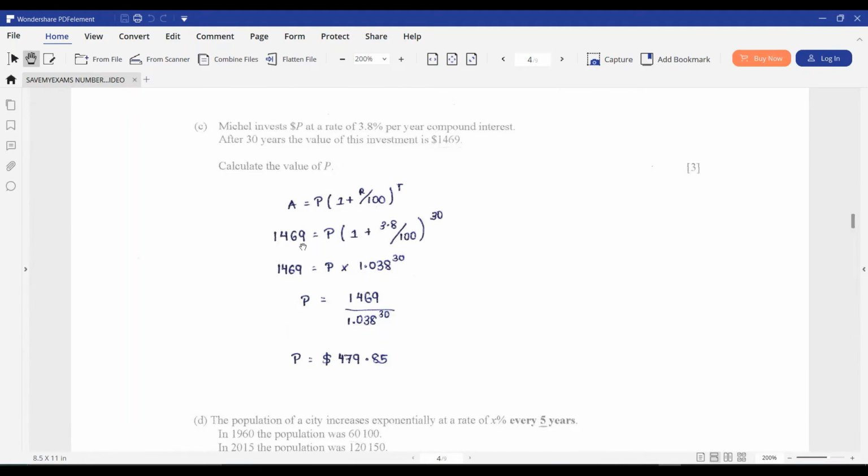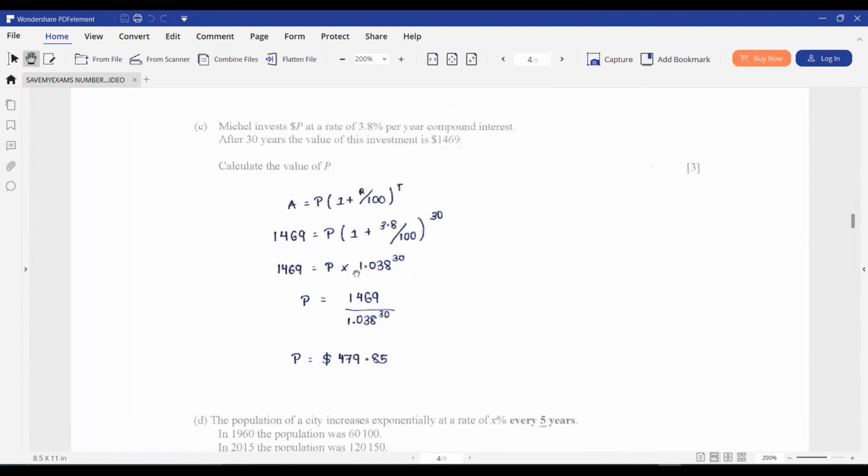So, we would substitute the values into the formula. So the amount is 1,469. Principal is unknown, so we leave it as P. So we open bracket 1 plus R, which is 3.8 over 100, close bracket, power 30. Solve what's in the bracket and take it to the power of 30. Then we would result in something like this. 1,469 is equal to P multiplied by 1.038 power 30.